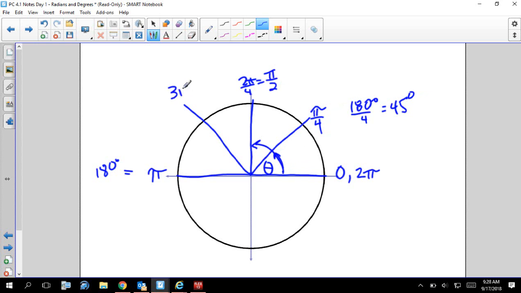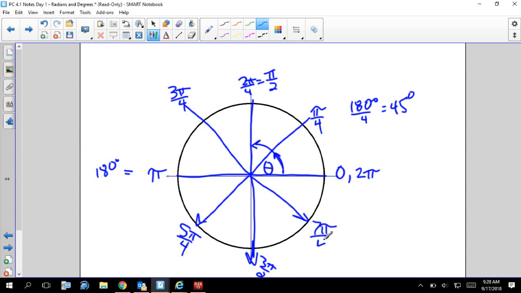The third one is 3 pi over 4. The fourth one is 4 pi over 4. The fifth one is 5 pi over 4. The sixth one is 6 pi over 4, but it does reduce to 3 pi over 2. The seventh one is 7 pi over 4. The eighth one is 8 pi over 4. The ninth one is 9 pi over 4. We can just continue to go.